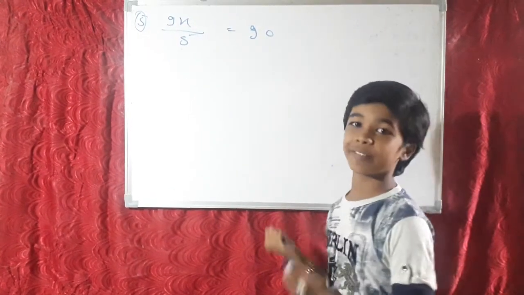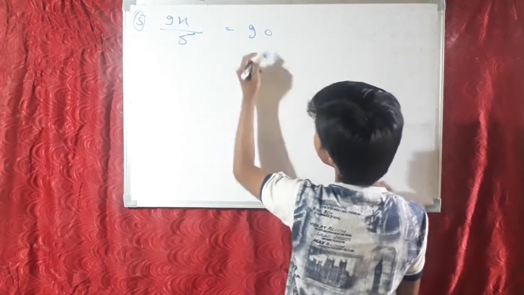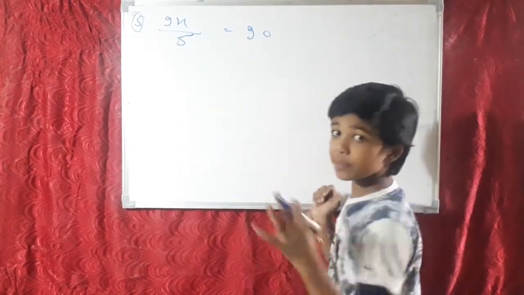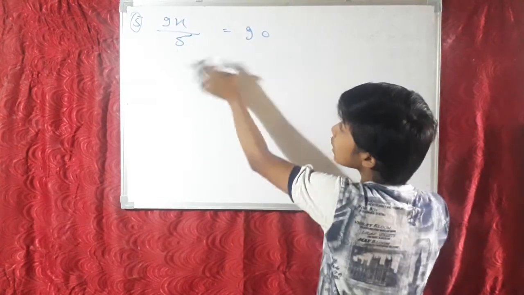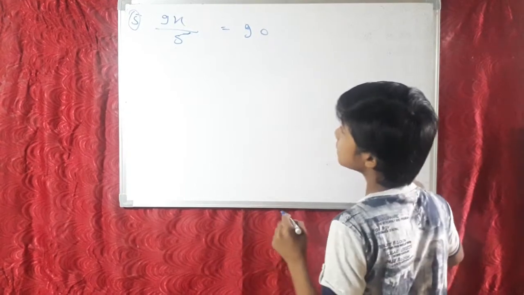Friends, now we are going to see our fifth number question. What is 9x upon 5 equals 90? So we can solve it in a very easy method. It's called cross multiplication. So now we are thinking how to do cross multiplication.